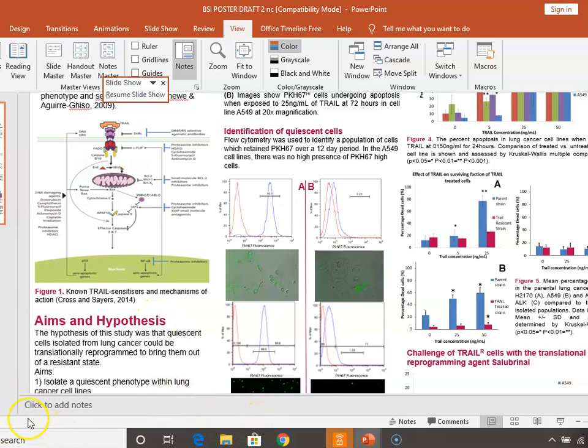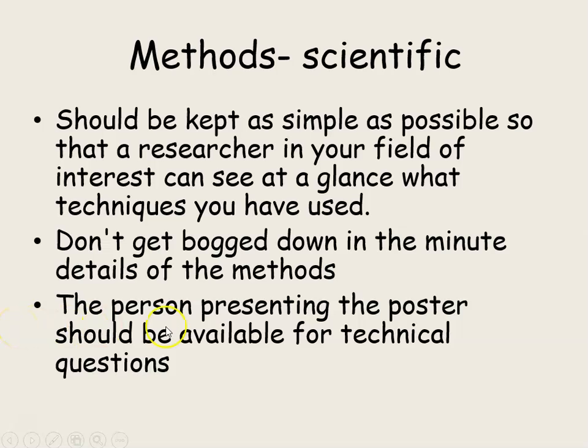Now, every poster should have a method section, but this is where this really does differ from method sections that you'll have written for lab reports, is that you really skim down on the detail. It should be kept as simple as possible, so an expert or even just a researcher in the field can get an idea of what you've done, but you don't need every minute little bit of detail. And the reason why is because the person presenting the poster is available to ask technical questions.